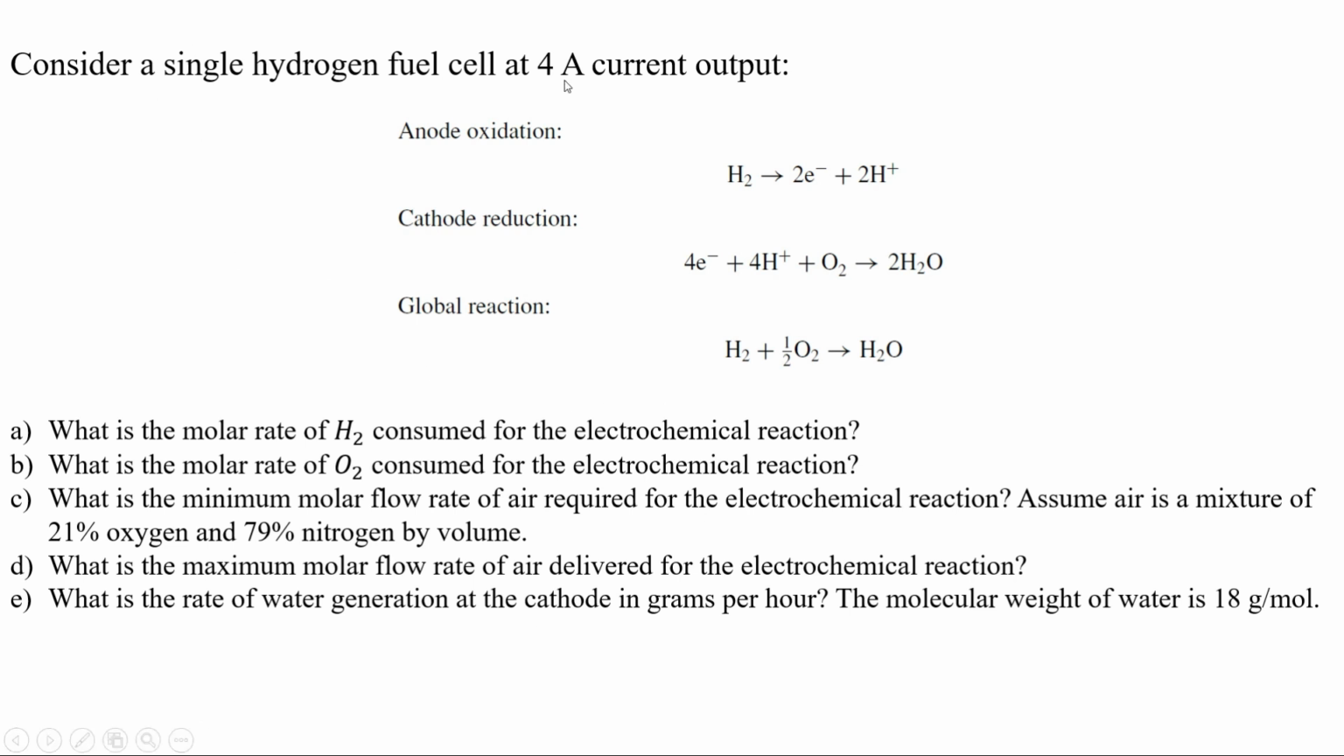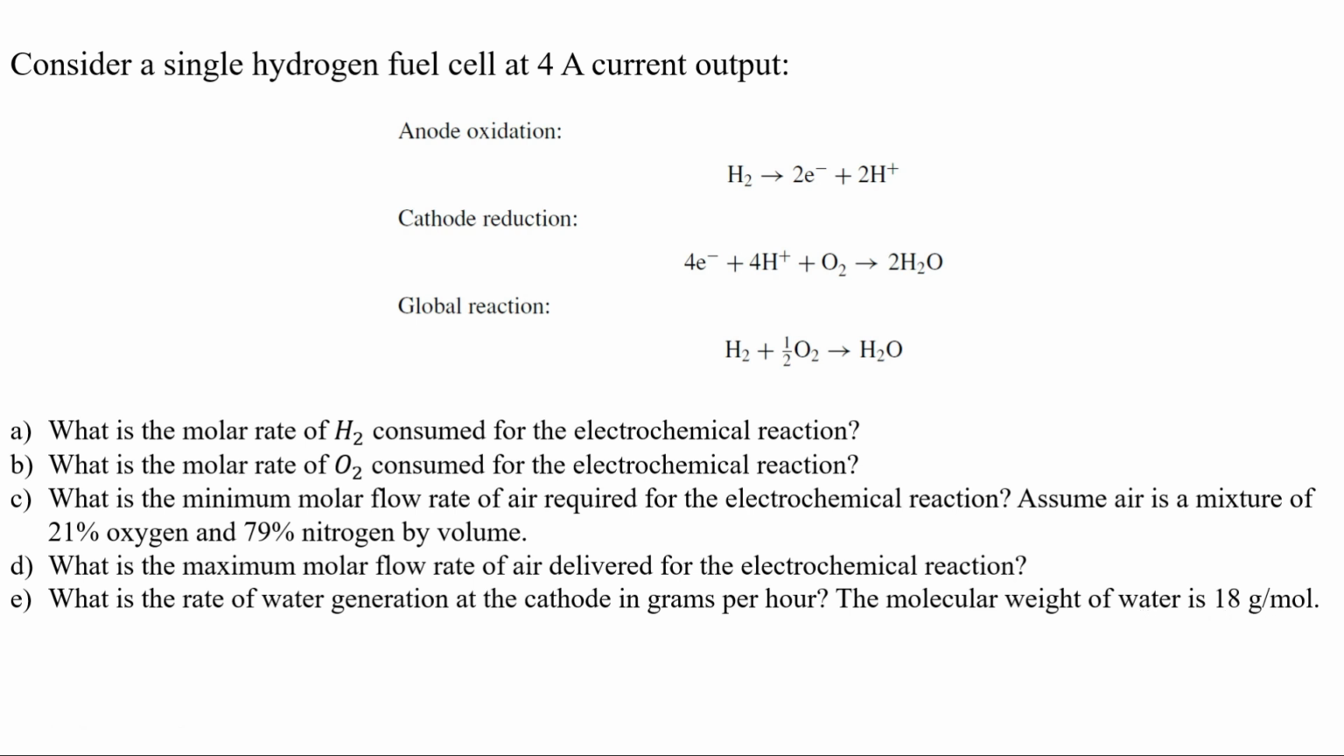Now, for the 4 ampere fuel cell, in part A, what is the molar rate of H2 consumed for the electrochemical reaction? Part B, what is the molar flow rate of oxygen consumed for the electrochemical reaction? Part C, what is the minimum molar flow rate of air required for the electrochemical reaction? Assume air is a mixture of 21% oxygen and 79% nitrogen by volume. Part D, what is the maximum molar flow rate of air delivered for the electrochemical reaction? Part E, what is the rate of water generation at the cathode in grams per hour? The molecular weight of water is 18 gram per mole.